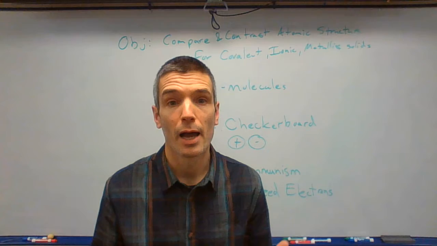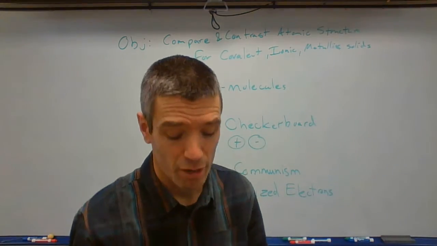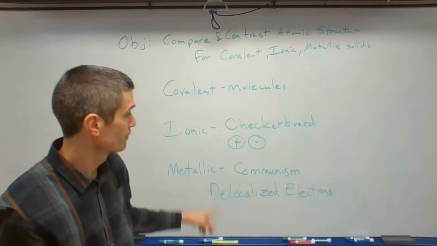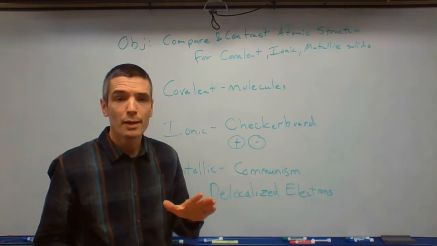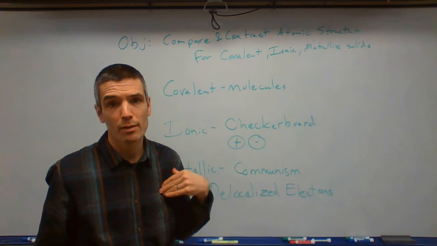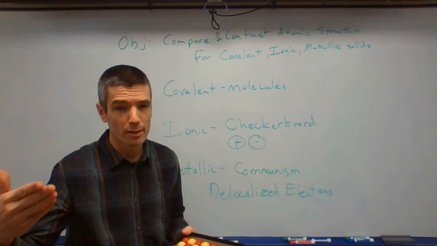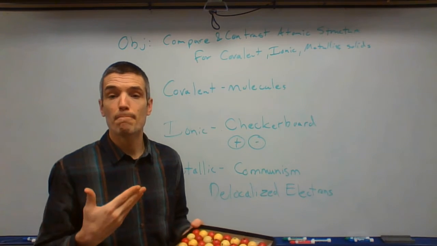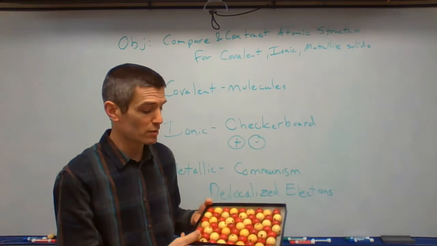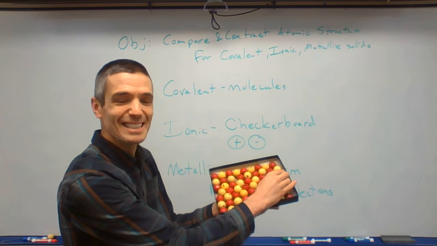Now, ionic solids form a checkerboard pattern. What the checkerboard will look like is dependent upon the formula of the ionic solid. A classic example, or an easy example, is salt, NaCl. And salt would form something.